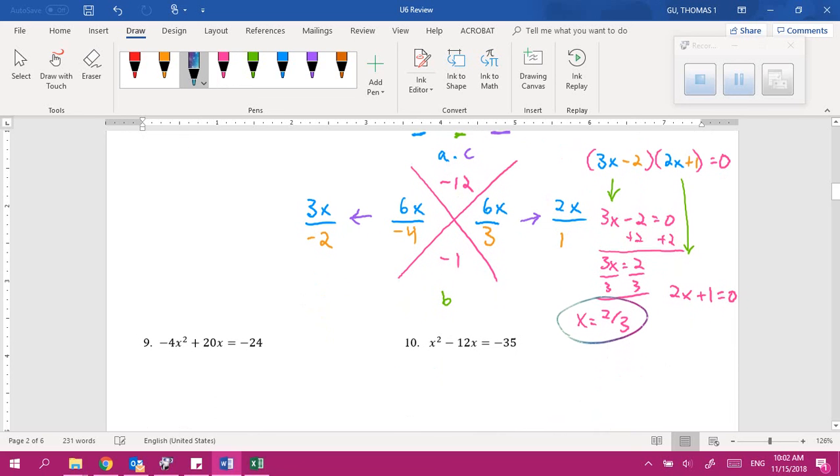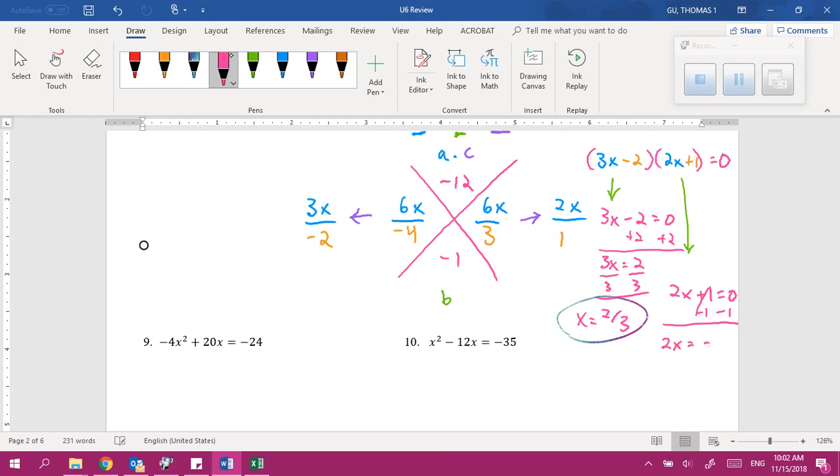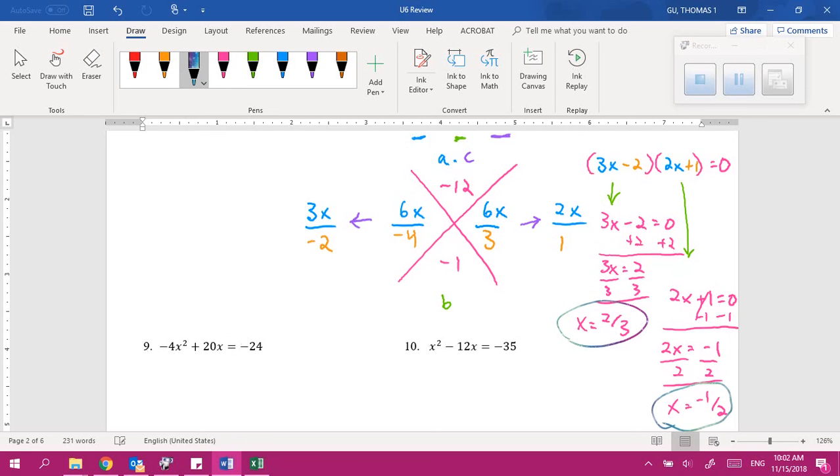Okay, now we have 2x plus 1 equals 0. How do I solve this one? Subtract 1. That gives me 2x equals negative 1. And then what do I do to solve for x? Divide by 2. x equals negative 1 over 2. Those are your two solutions, and that is it.